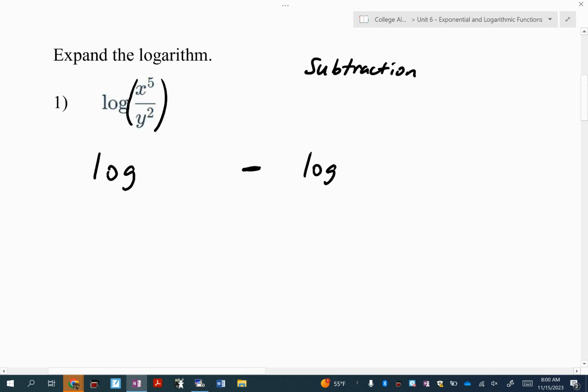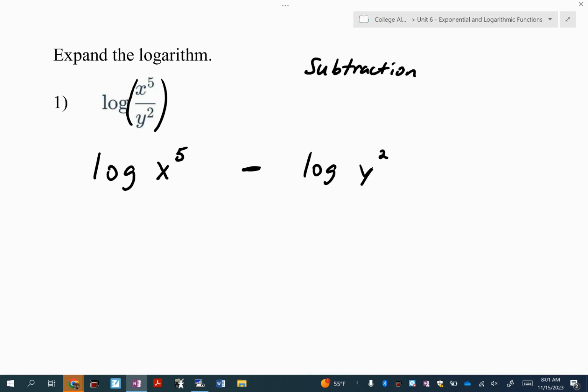Now, what's in the numerator? X in the numerator, in the top, is x to the fifth power. Okay? What's in the denominator? Y squared, or y to the power of 2. All right, is everyone okay with that? So remember, the numerator is going to be the argument for the first one. Denominator, argument for the second one.